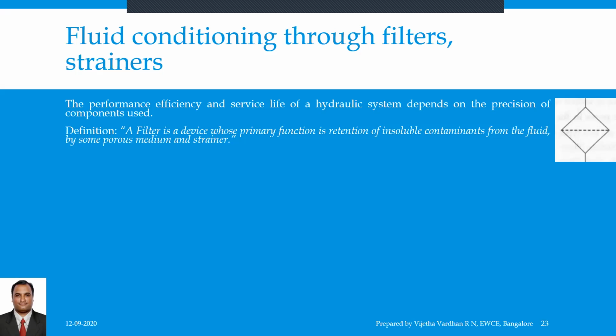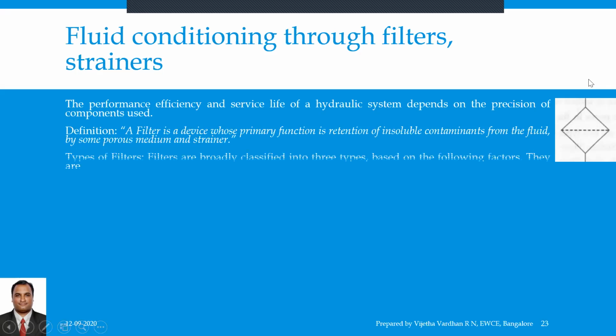By definition, a filter is a device whose primary function is retention of insoluble contaminations from the fluids by some porous medium, and a strainer. In simple words, a filter or strainer is a device whose function is to trap insoluble contaminations contained in the flowing fluid, and a porous medium simply refers to the screen of filtering material that allows the fluid to flow through it, but it stops the material. The graphic representation is as shown in the figure on the right hand side.